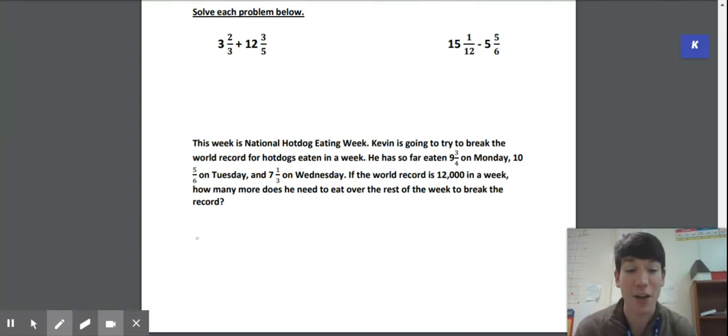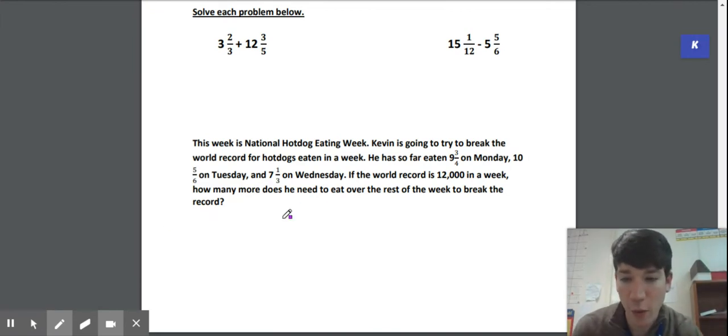I'm just going to talk you through this since my pen's not working. So if we're first thinking about our important information, well, we know that he's eaten 9 3/4 on Monday, 10 5/6 on Tuesday, and 7 1/3 on Wednesday. So I know that's the total that he's eaten so far those 3 days. Now, I also know that the world record is 12,000 in a week, 12,000 hot dogs. So the question is saying, how much more does he still need to eat?